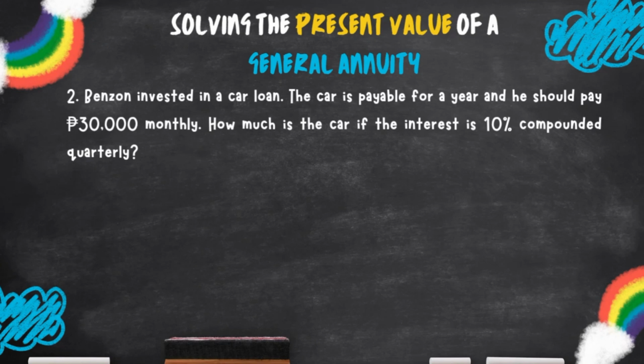Now let's proceed to the second problem. Benson invested in a car loan. The car is payable for a year and he should pay 30,000 pesos monthly. How much is the car if the interest is 10% compounded quarterly?